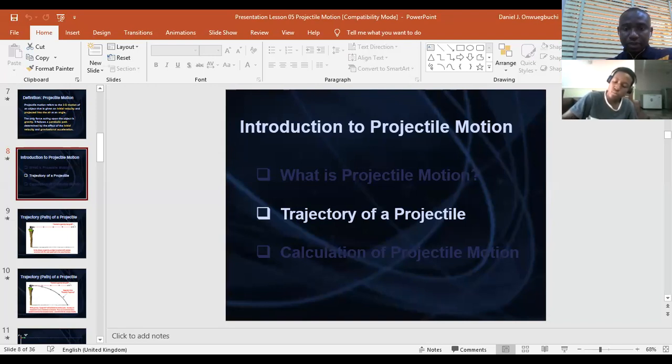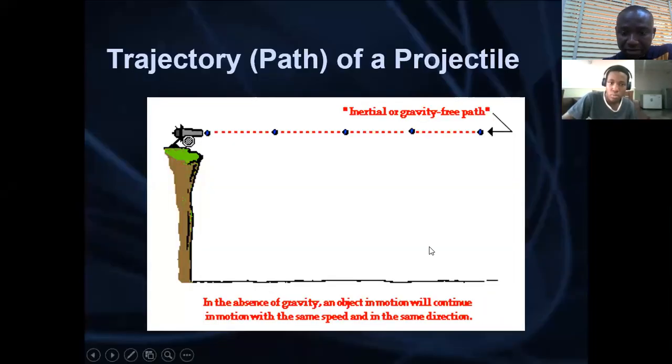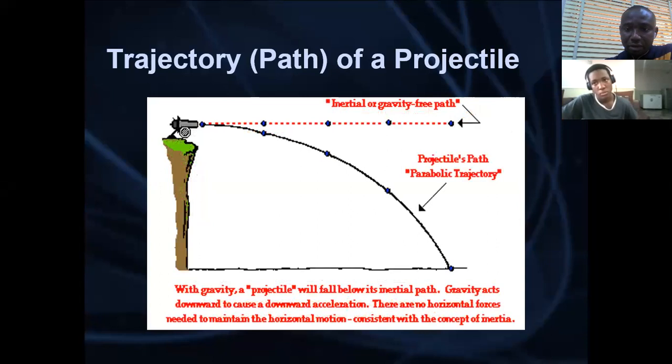With this understanding that we have gotten, let's see this example here. In the absence of gravity, an object in motion will continue in motion with the same speed and in the same direction. Now, with gravity, a projectile will fall below its initial path.